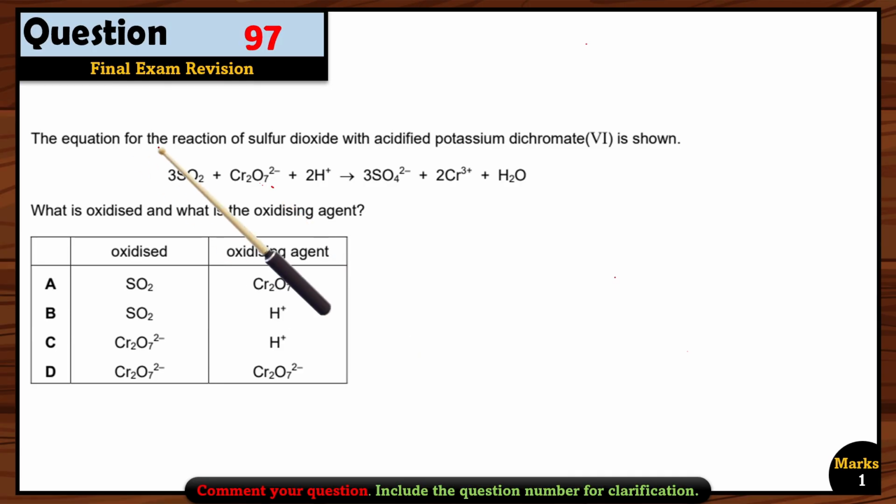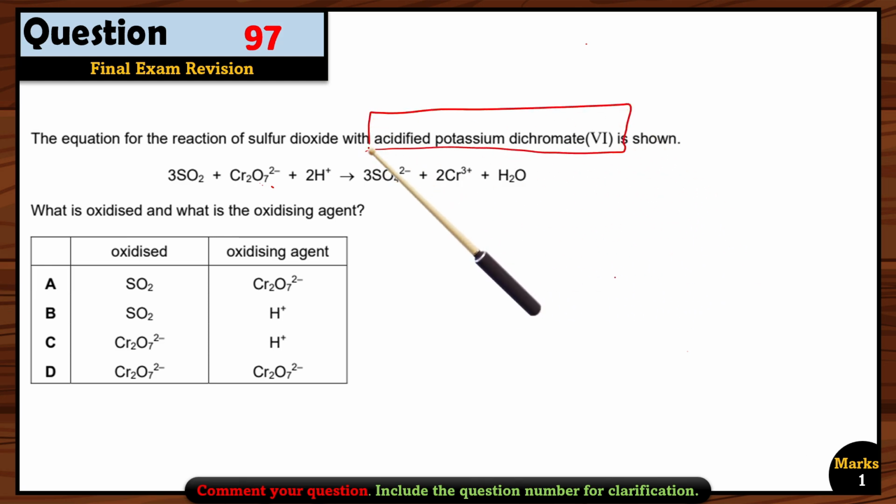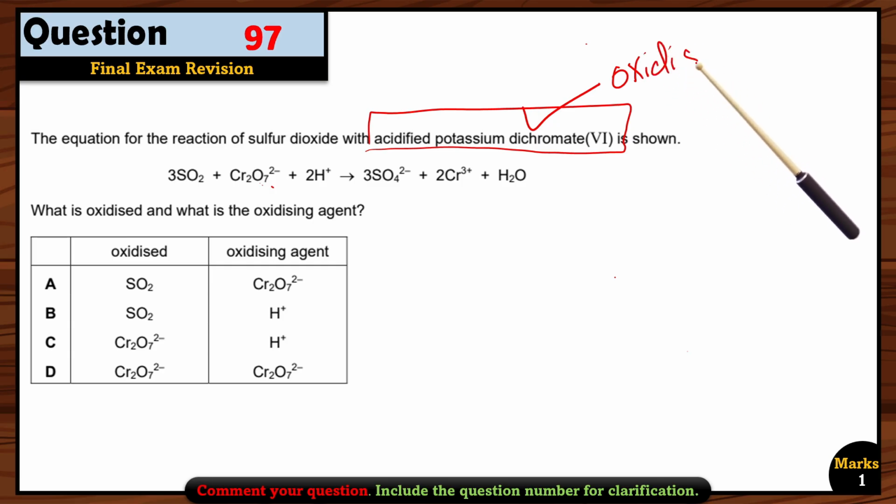Okay, let's see this question. The equation for the reaction of sulfur dioxide with acidified potassium dichromate is shown over here. What is oxidized and what is the oxidizing agent? If you don't want to waste your time, you have to remember that acidified potassium dichromate is already given in your book. It is written not as dichromate, but as potassium manganate, and they said that potassium manganate is an oxidizing agent. Potassium manganate and potassium dichromate have almost the same properties, so this is also an oxidizing agent. You have to remember that potassium dichromate is an oxidizing agent.